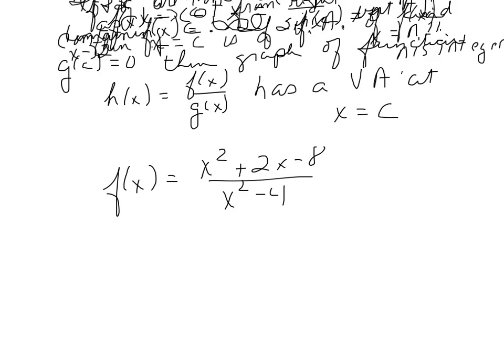Asymptotes here. X equals 2 and x equals negative 2. That's where we have vertical asymptotes. Nope, so you can factor it.